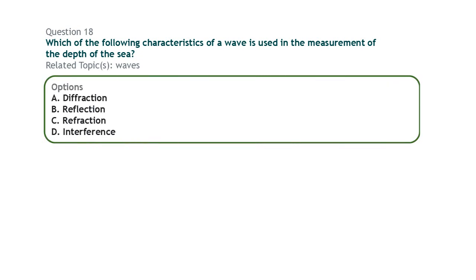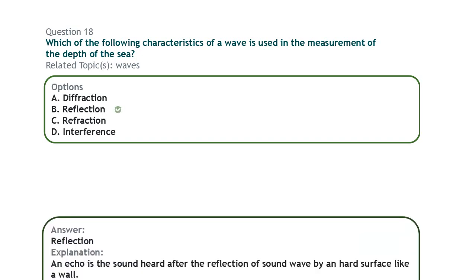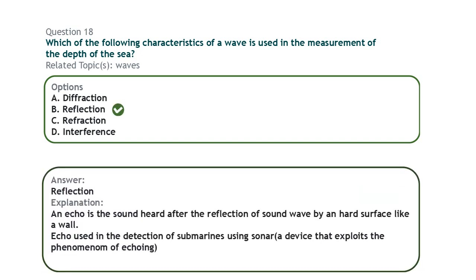Next on waves. Which of the following characteristics of a wave is used in the measurement of the depth of the sea? Echo. And echo is a result of the reflection of sound waves. Echoing is used in the detection of submarines using sonar. So ships can use echo to detect the presence of submarines, using what we call sonar. And echo is a result of the reflection of a sound wave when that sound wave hits a hard surface.